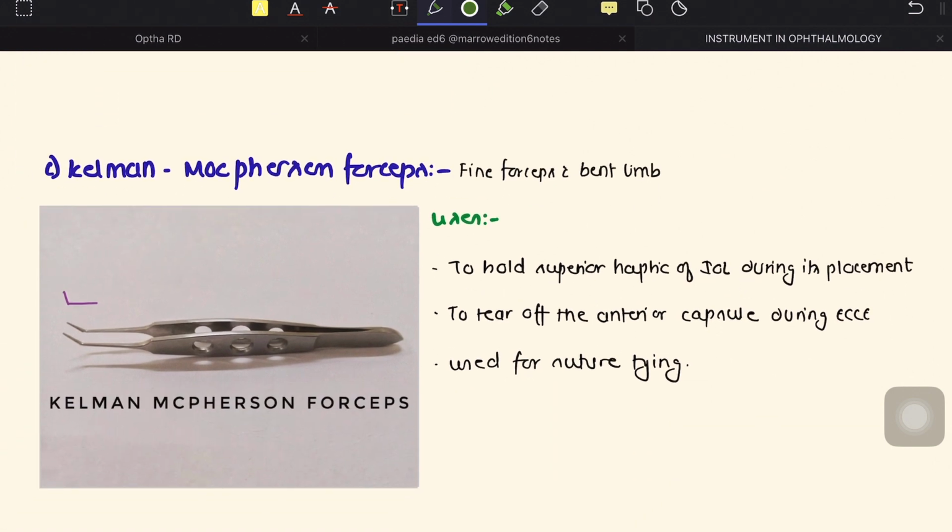The next forceps that we are going to talk about is Kelman-McPherson forceps. Kelman-McPherson forceps is a very fine forceps, and it has a bent limb.